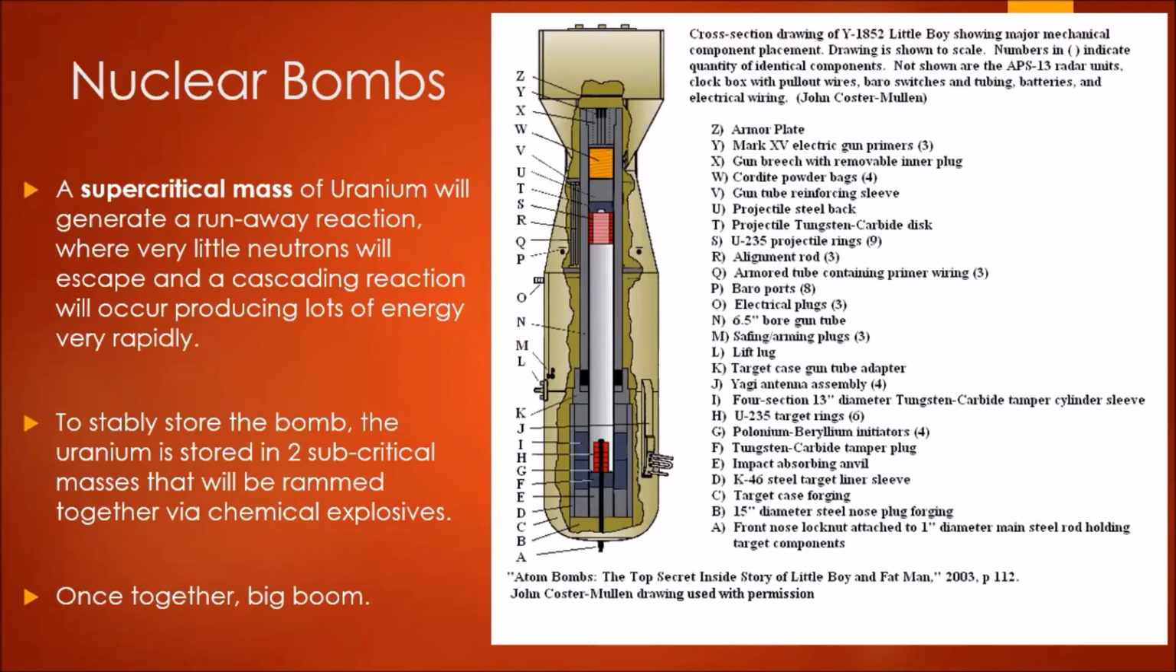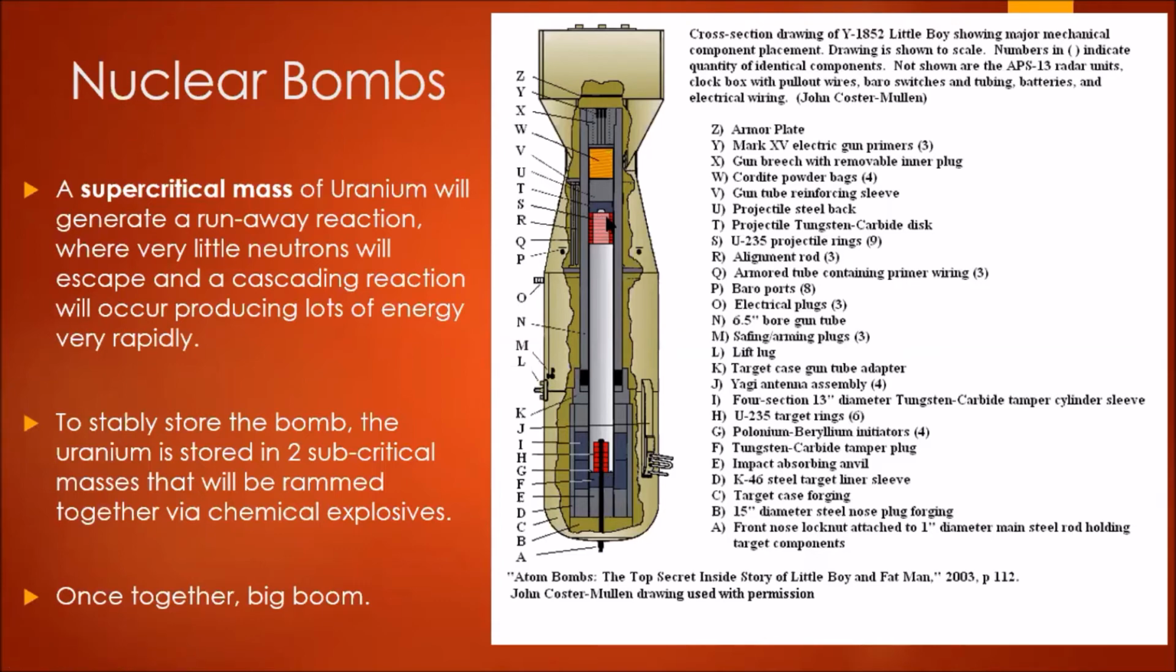Now, how do you keep that from accidentally going off? In a bomb like this, you store uranium in two subcritical mass segments. You see in the diagram of the bomb that S is the U-235 projectile ring, so that's one subcritical mass, and in H we have the U-235 target rings. So when this hits the trigger, right down there, A, essentially it's going to launch this ring into there, and launch H into S.